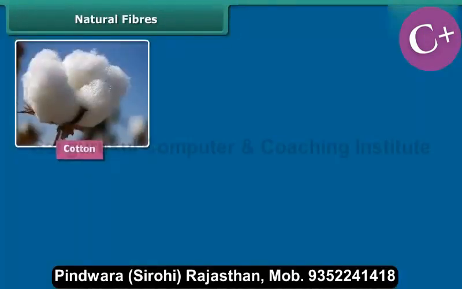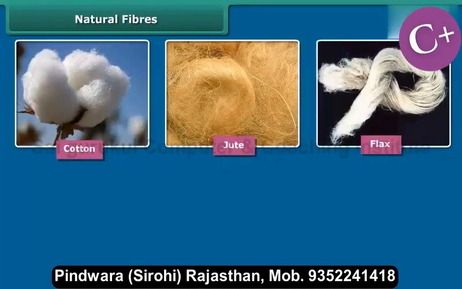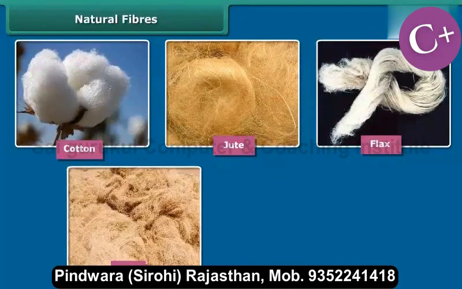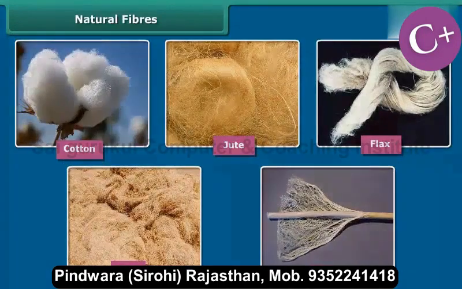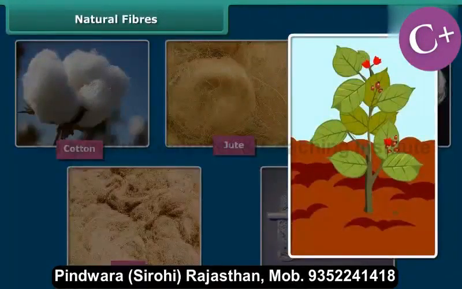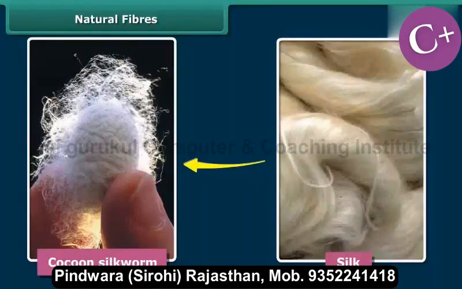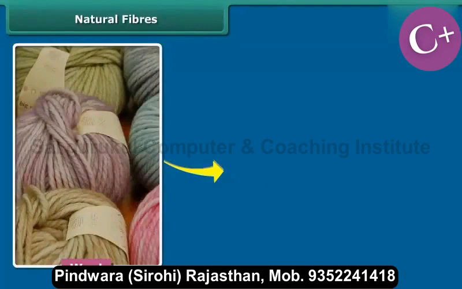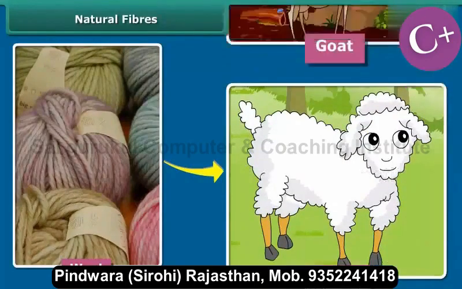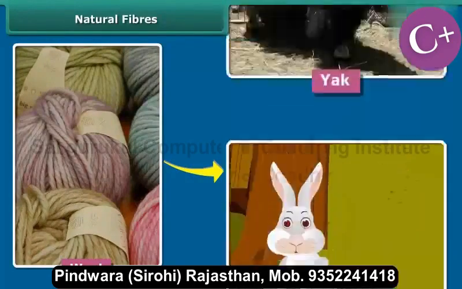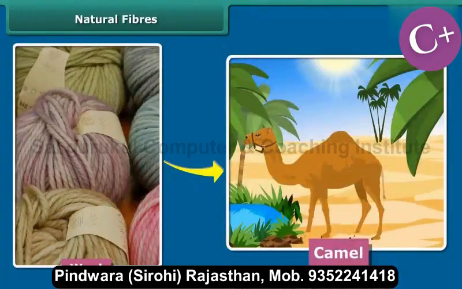Natural fibers like cotton, jute, flax, coir, hemp, etc. are obtained from plants. Silk fiber is drawn from the cocoon of the silkworm. Wool is obtained from the hair of animals like sheep, goat, rabbit, yak, and camel.